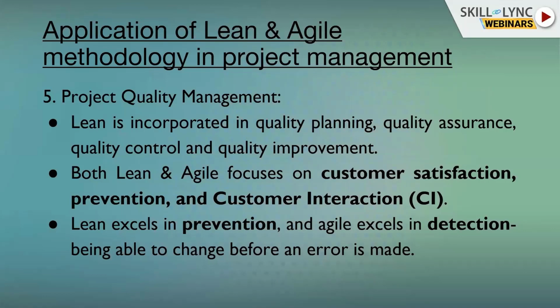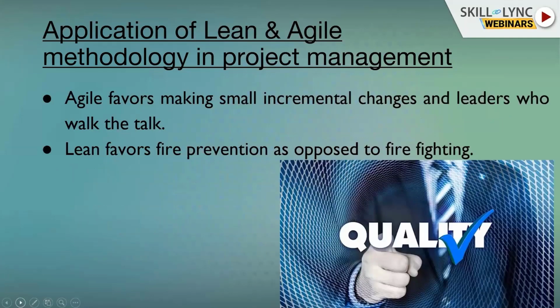Both Lean and Agile are committed to continuous improvement as it is a part of their methodologies, whereas traditional project management does not typically sponsor improvement or even sustainability models. Moving forward, Agile favors making small incremental changes and leaders who walk the talk. Lean favors fire prevention as opposed to firefighting. Both Lean and Agile promote shifting to a long-term mindset as opposed to focusing on a single project.